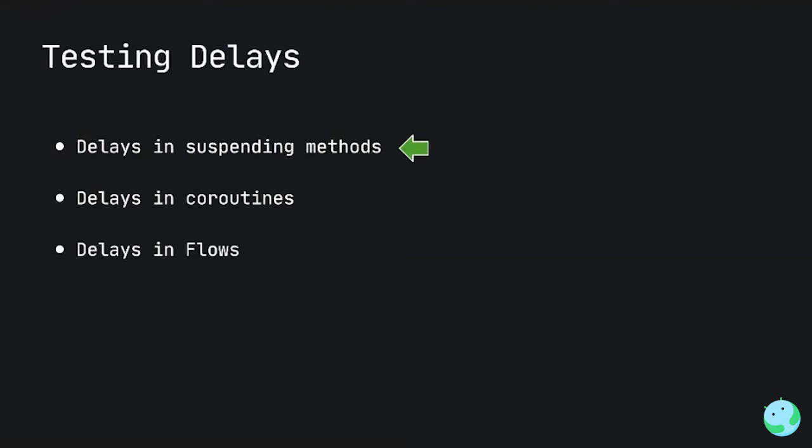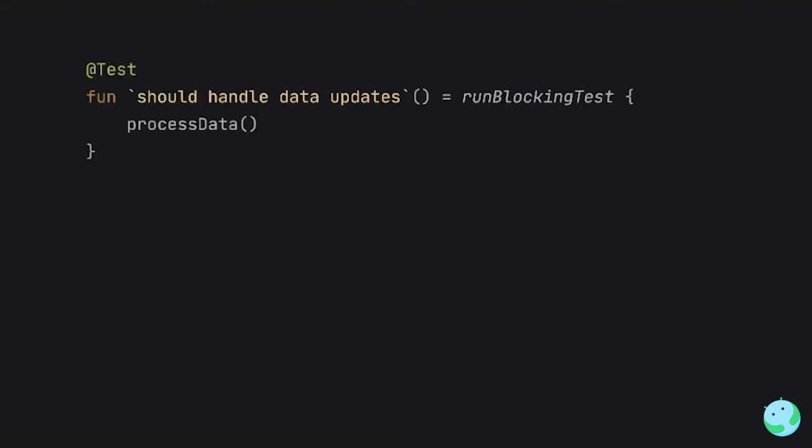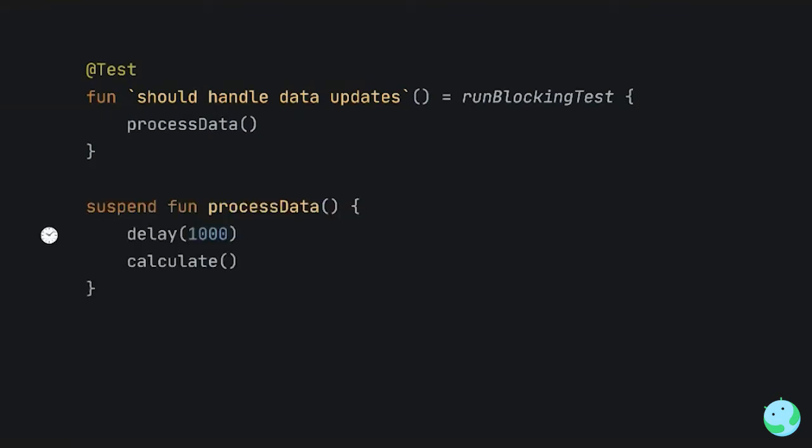So let's take a very simple example of a delay in a suspending method. Suppose I have this test right here. I'm launching a coroutine using runBlockingTest, and I'm calling a suspending method called processData. Inside of it, there is a delay of a specific time, then I do some other work. So how is this handled when this suspending method is called?